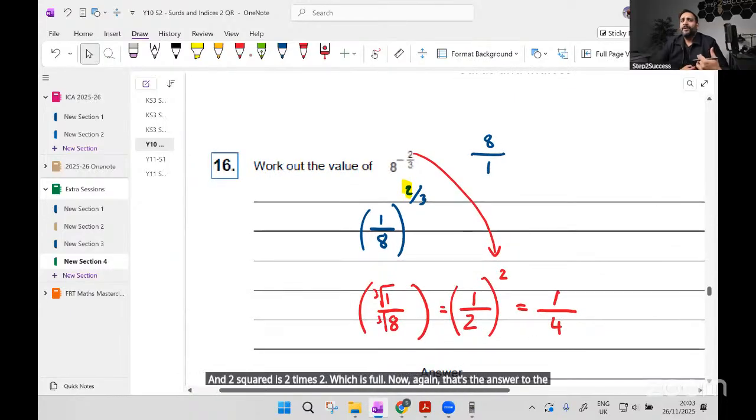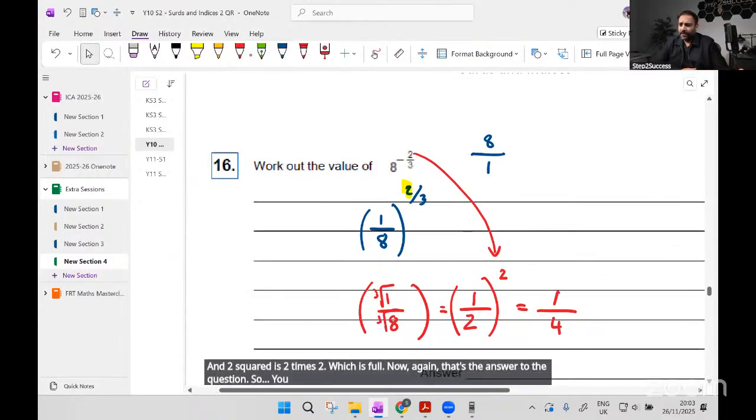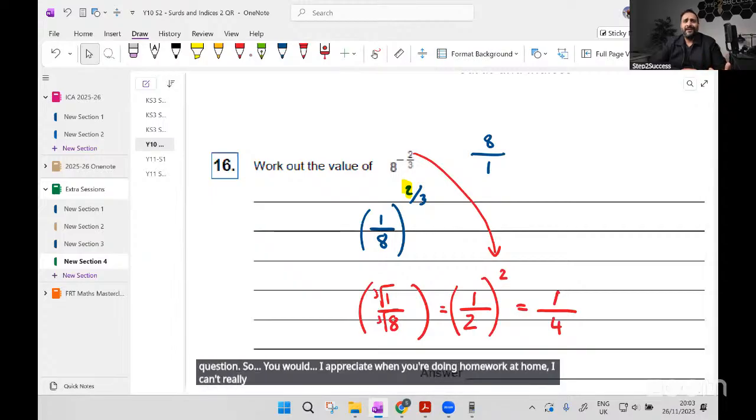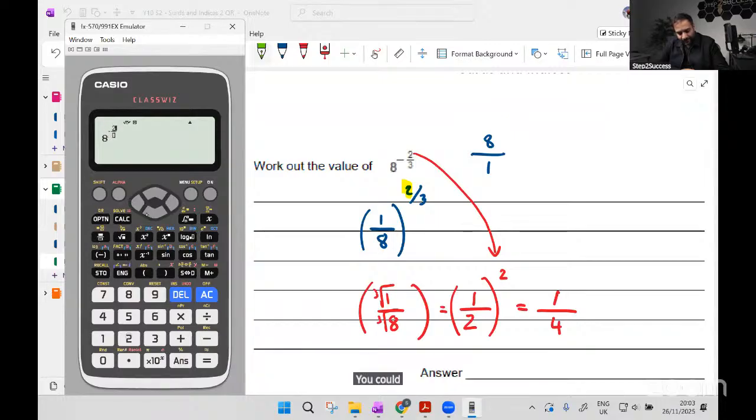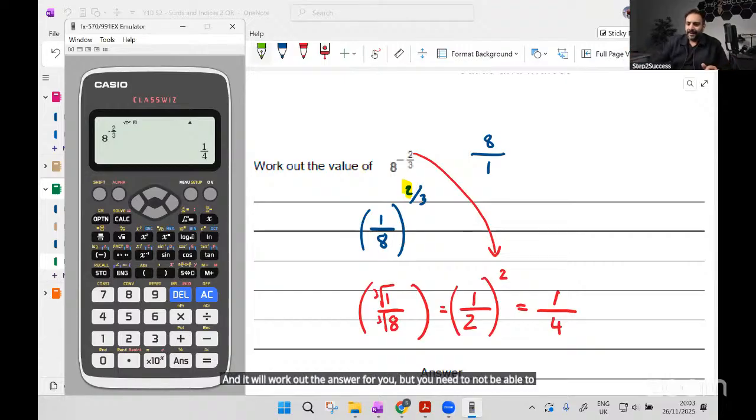So I appreciate when you're doing homework at home, I can't really stop you from using a calculator. But in principle, you need to make sure you can do that without a calculator, because if you did have a calculator, you could just do this. And it will work out the answer for you, but you need to not be able to do that. You need to do it without it, like I just did.